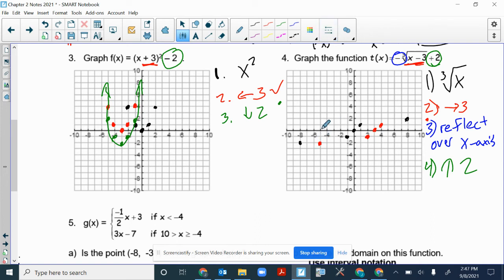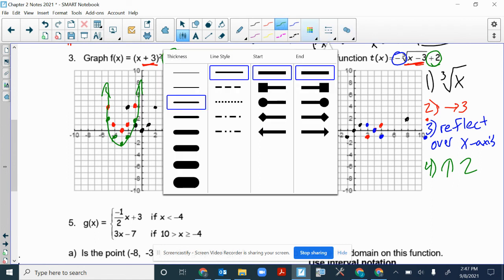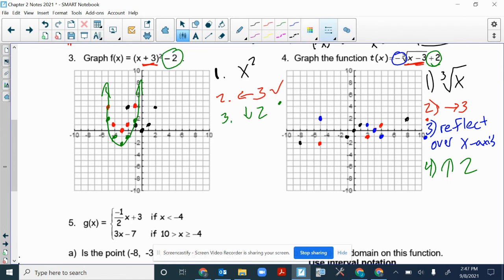So any point that's below it goes above it the same distance. So this was 2 below, it becomes 2 above. 1 below, 1 above. This one was on the x-axis, so that stays where it is. This red one goes to the bottom, and this one that's kind of off our graph flips to the other side. And then the very last thing is to move all those blue points up 2.